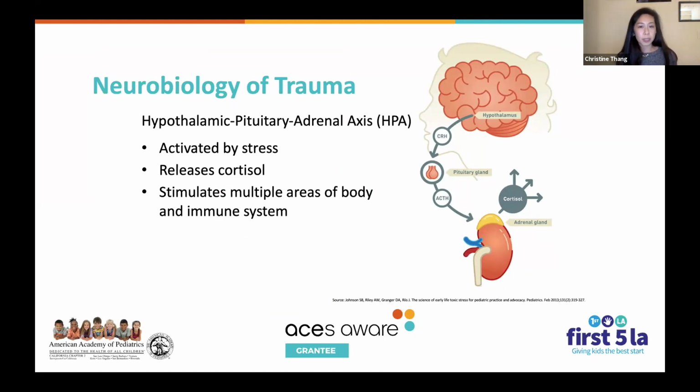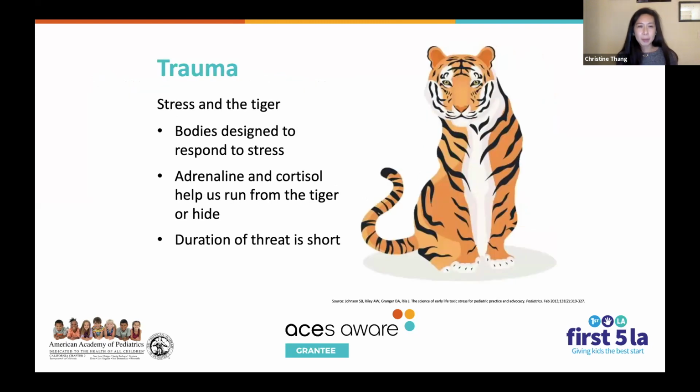You have that peripheral release of cortisol, and it stimulates multiple areas of the body and the immune system. We oftentimes use the analogy of stress in the tiger to explain our HPA axis because our bodies are designed to respond to stress. Your adrenaline and cortisol help us run from the tiger or choose to hide from it. That duration of threat is short. Again, it's time limited, and it's that fight or flight response that we're thinking about.